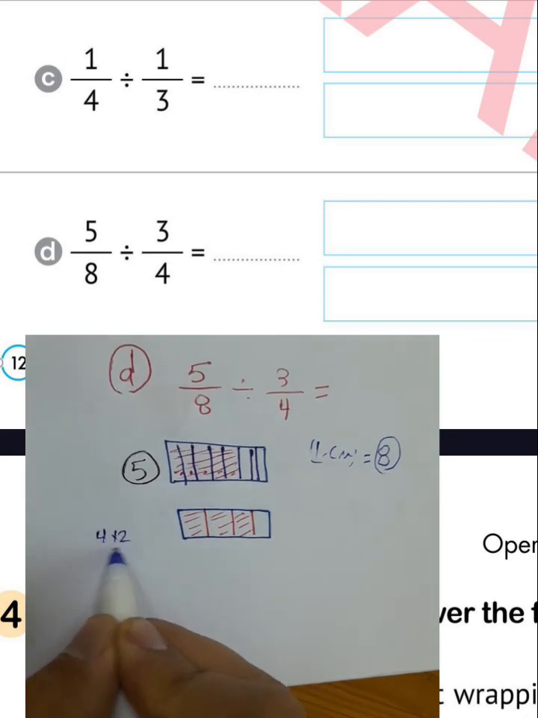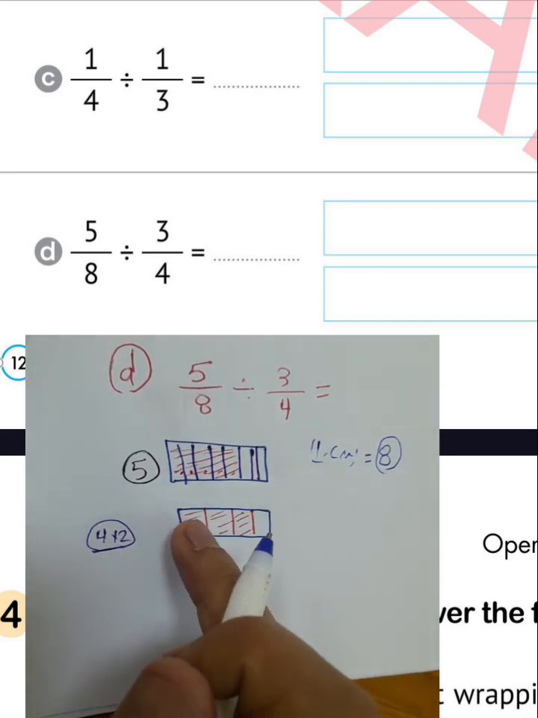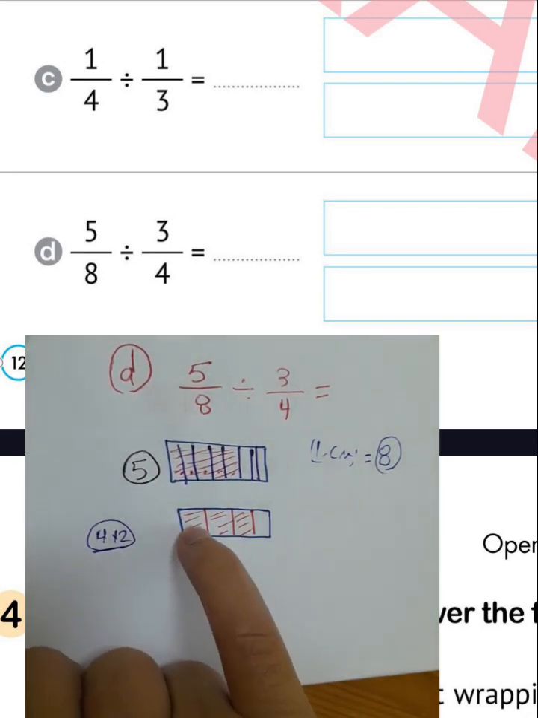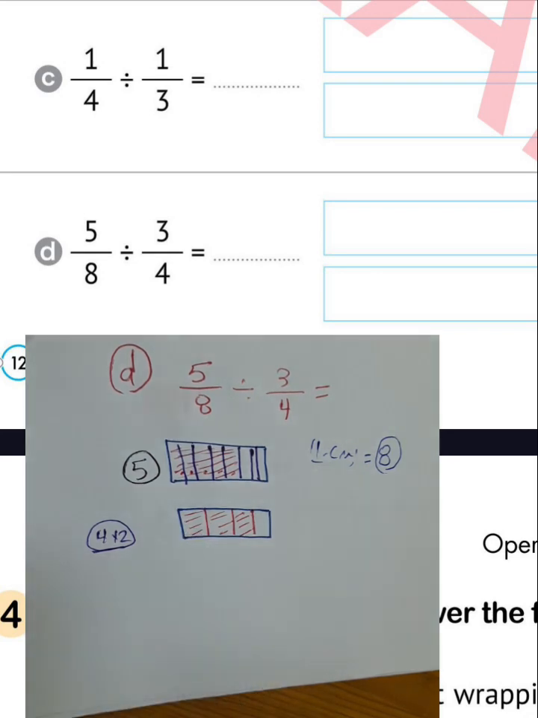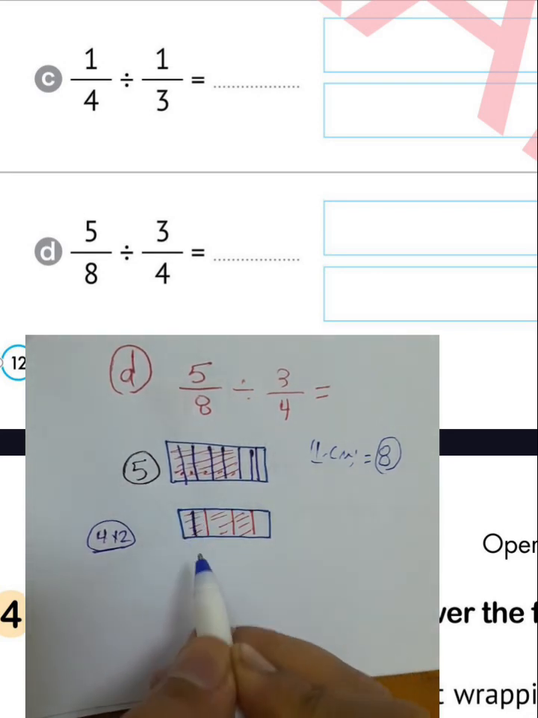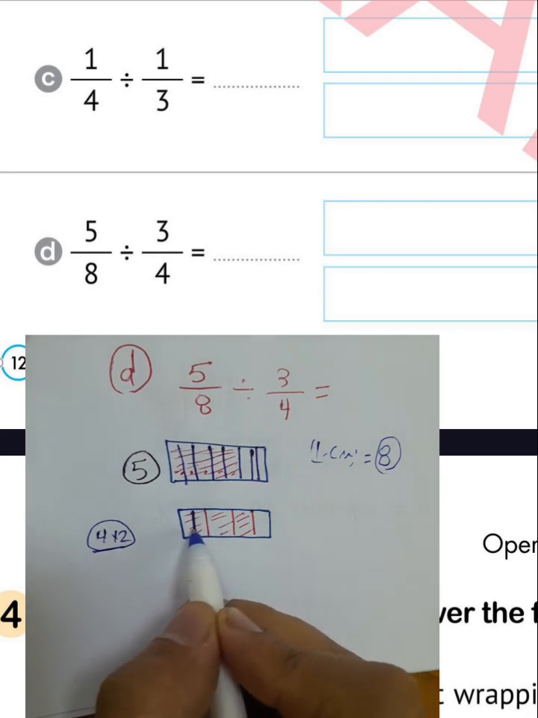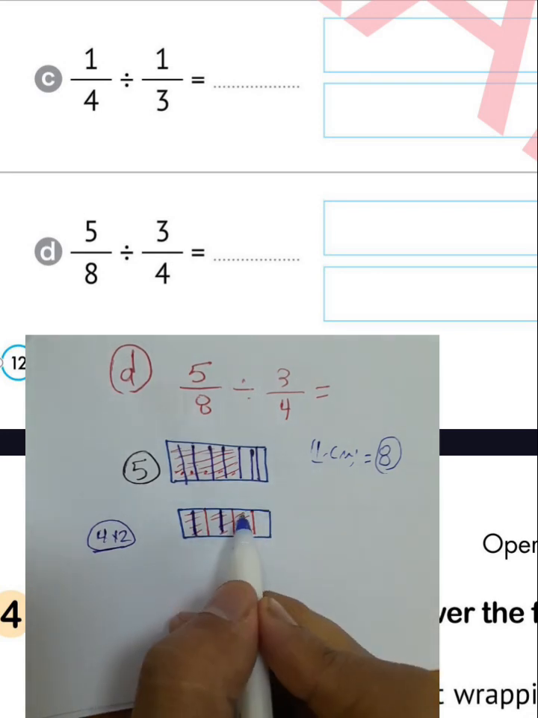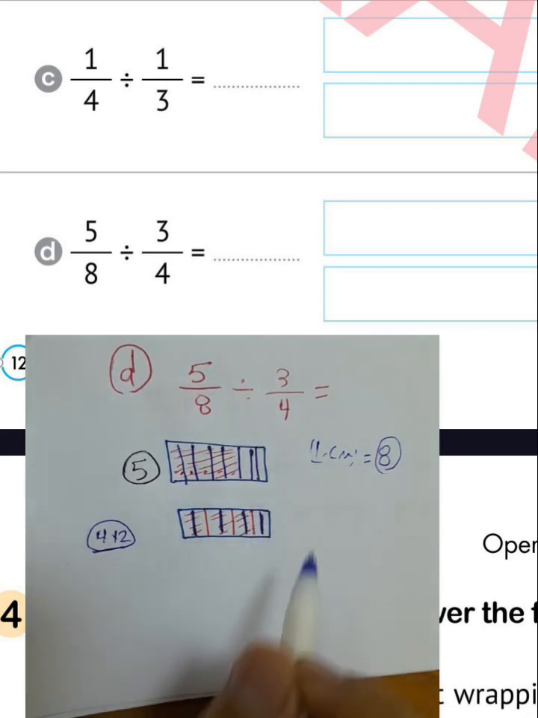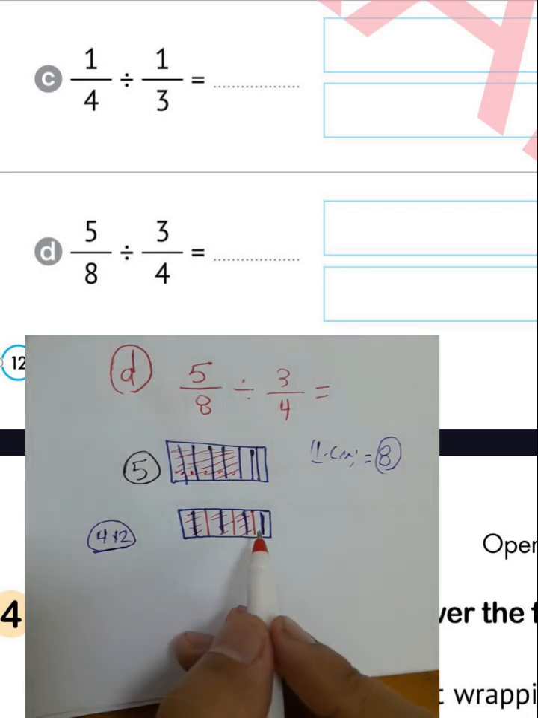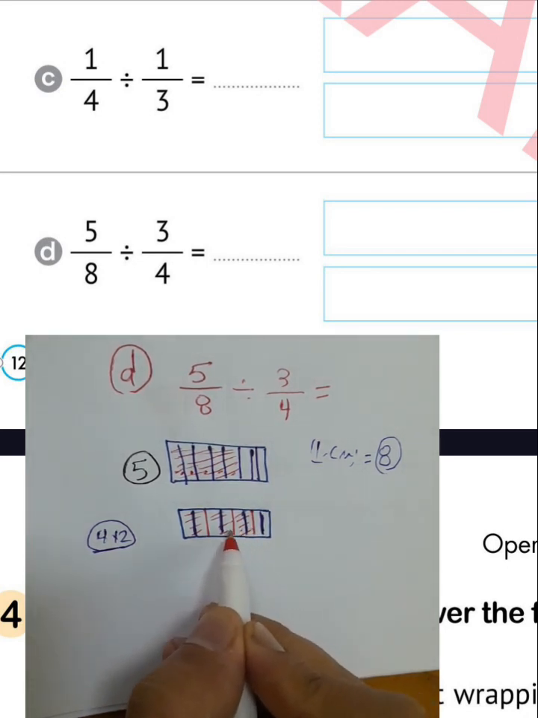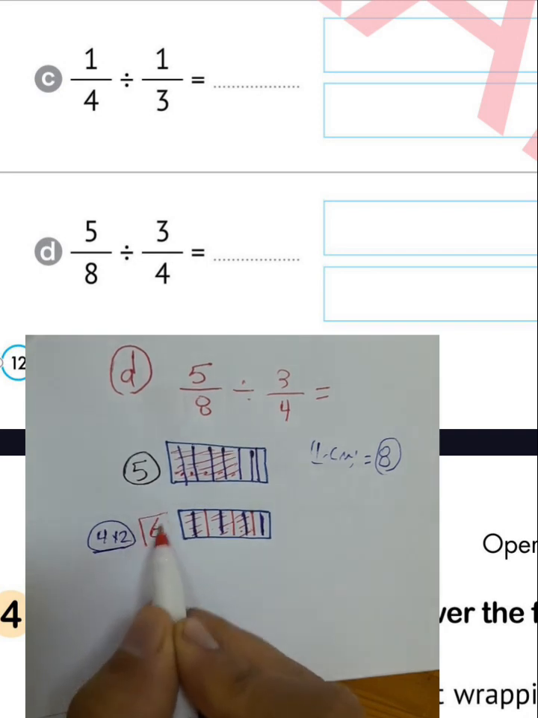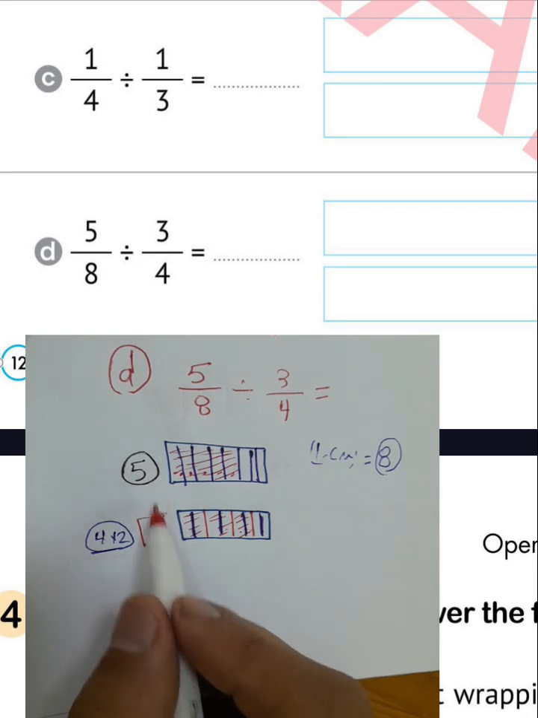4 times 2 equals 8. Then each part, this part, is divided into equal small rectangles here, 2 equal parts. Then we can divide this part into 2 equal parts, and this part into 2 equal parts, and this part into 2 equal parts. And then you can count how many parts are colored. 1, 2, 3, 4, 5, 6. We have 5 here and 6 here. And the result will be 5/6.